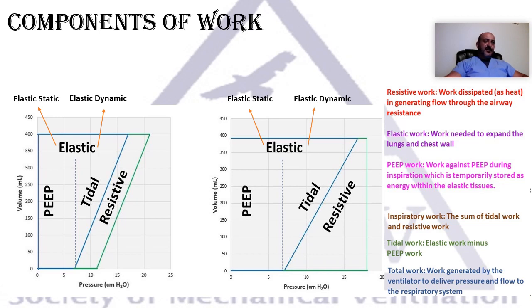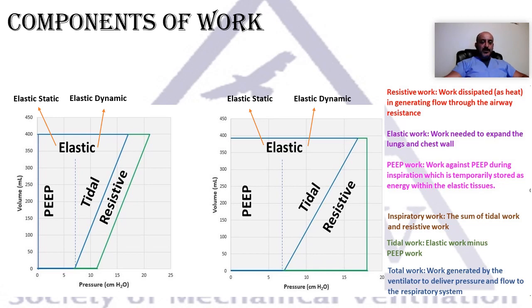But let's divide that curve. Go back to the left one on the volume control. As you can see, the area in blue is called the elastic power. So that's the part of the equation related to the elastic component. And again, we divide this elastic part into two sides. The left side here, you can see PEEP, so that's called the elastic static component. And on the right side we call it the tidal pressure, which is the elastic dynamic component. And the green side is the resistive work.